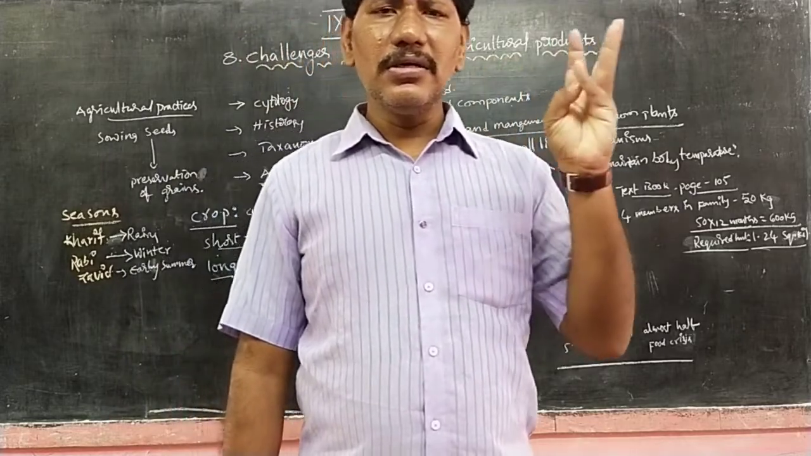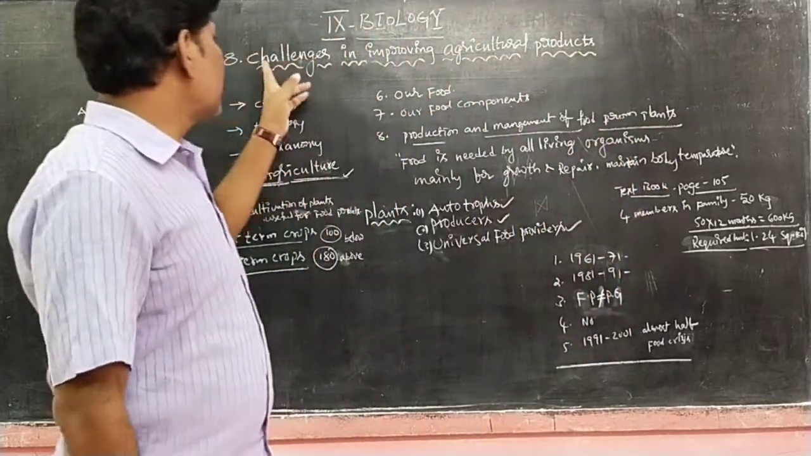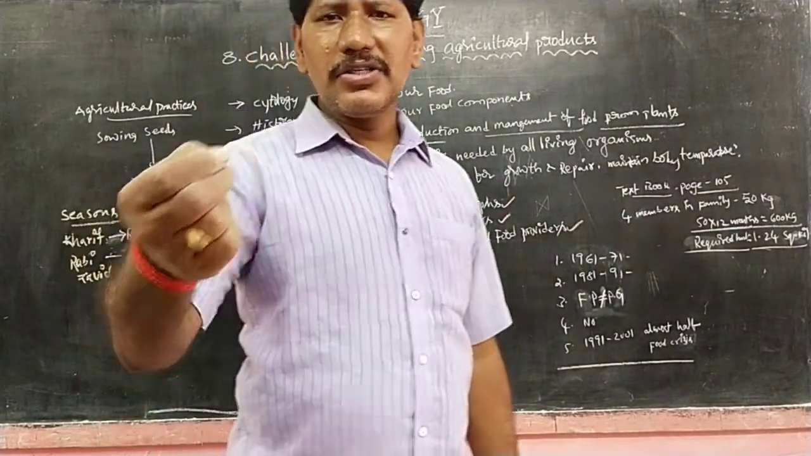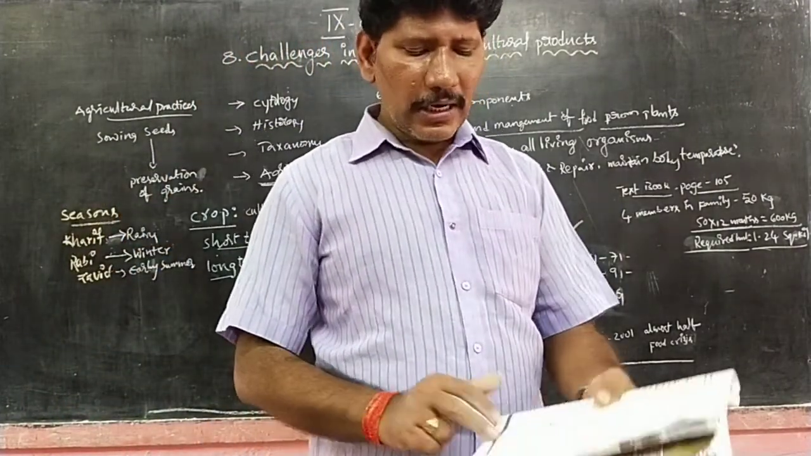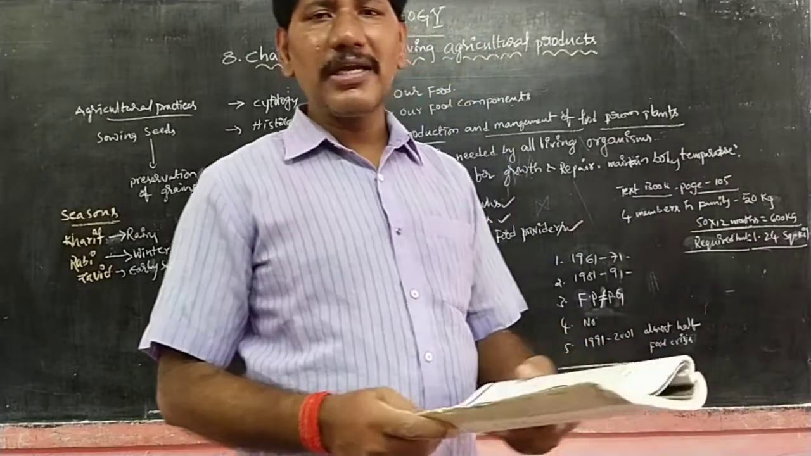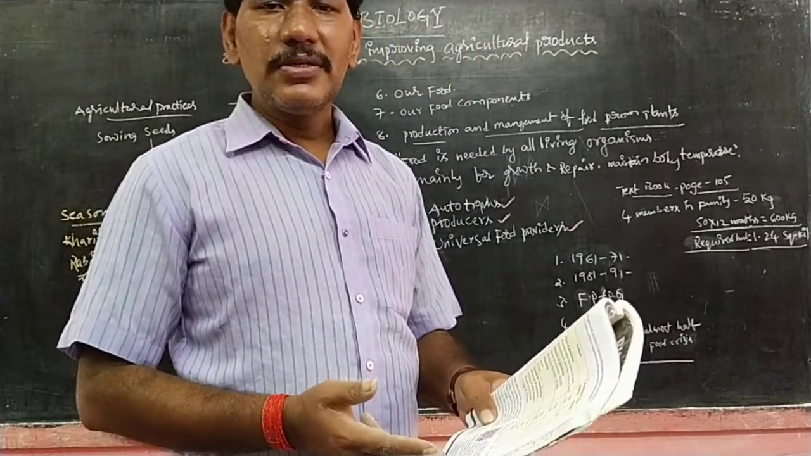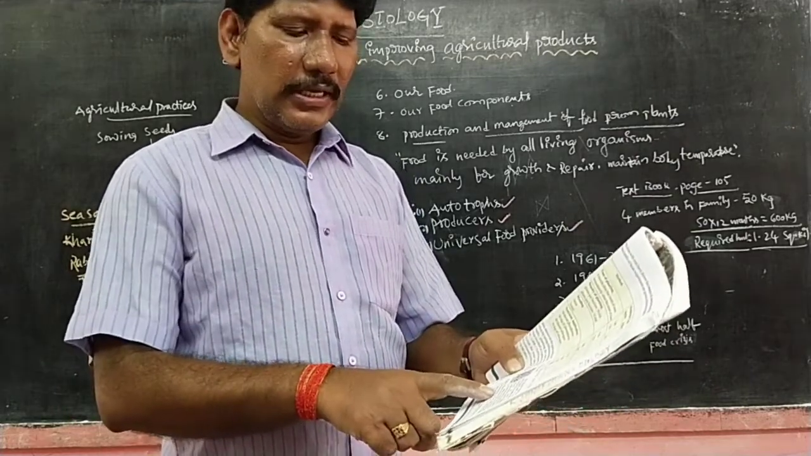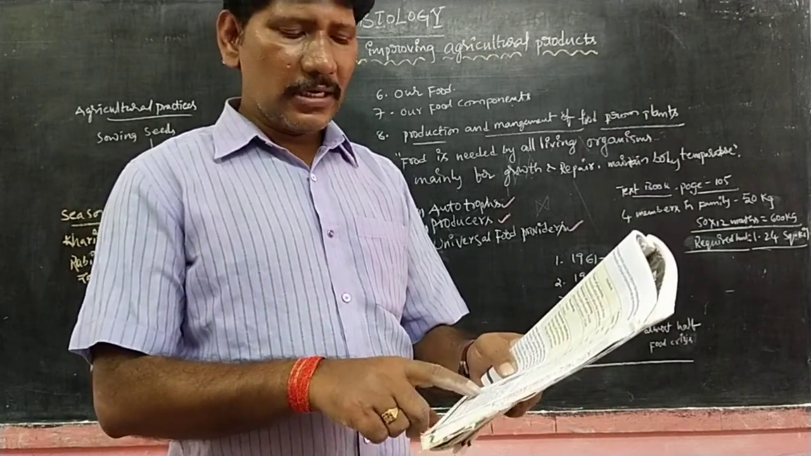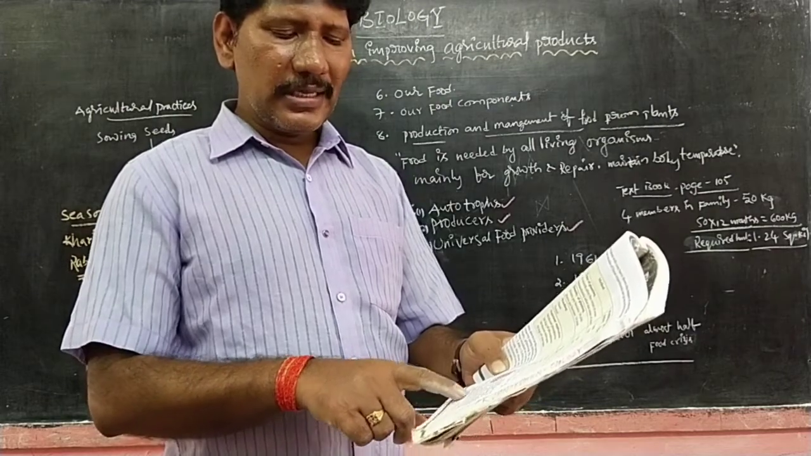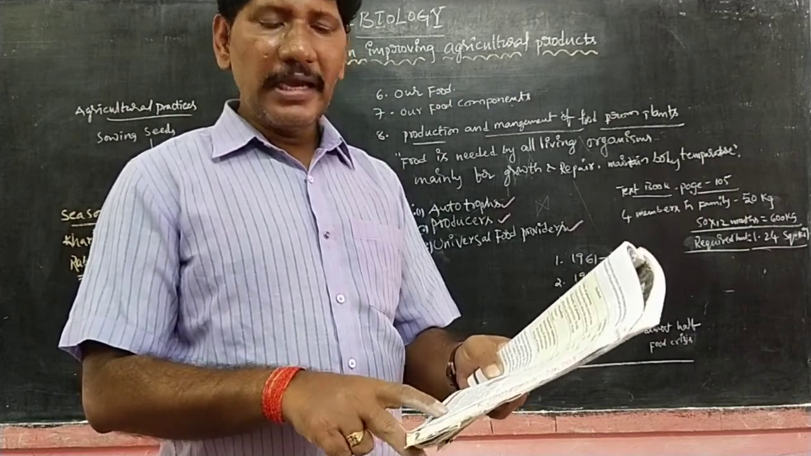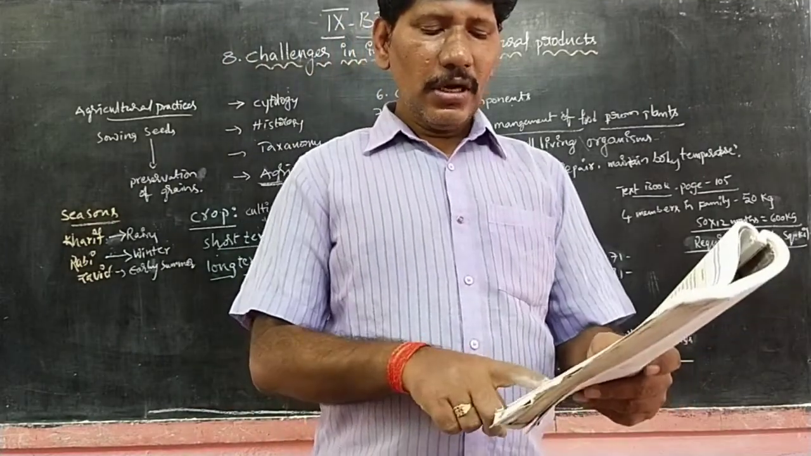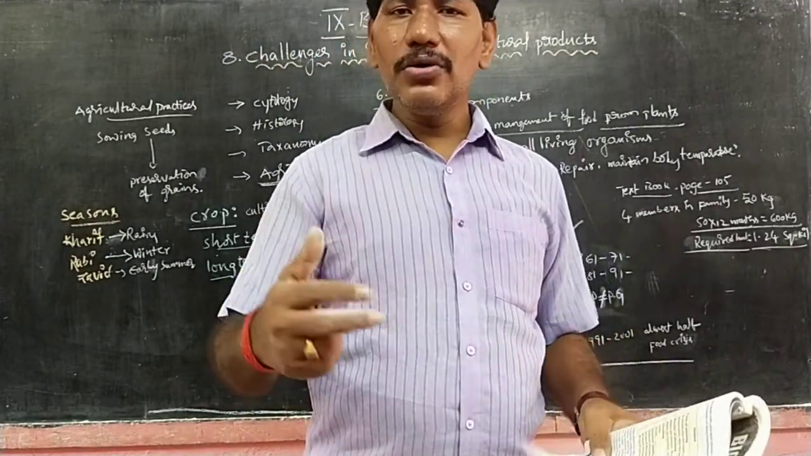According to the chapter, challenges in improving agricultural products, we have the alteration of crops. See, page number 107, they give some suggestions on how to overcome this situation. That is, increasing the area of cultivated land. It is not at all good. Increasing the production in the existing land area. Yes. Next, developing high yielding varieties like hybrid varieties by hybridization techniques. Next, alternating of the crops. We have to alternate crops.